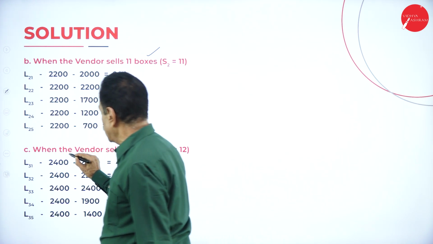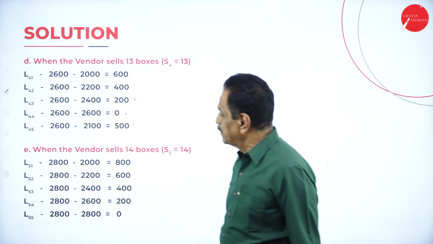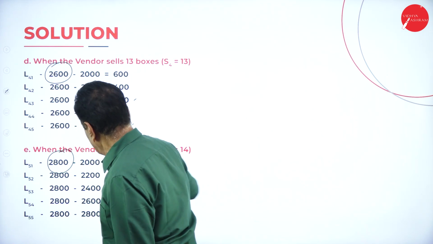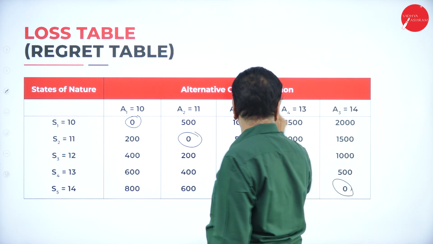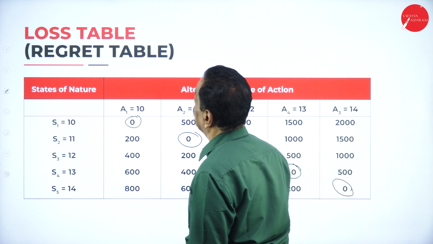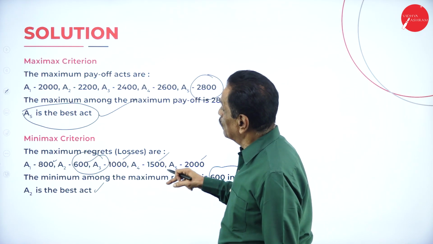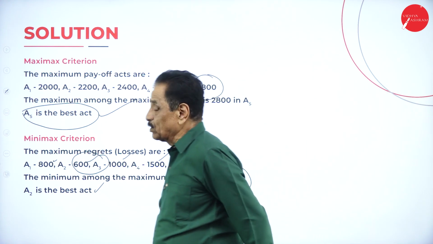So select this highest and deduct. This will be put in a table. This is put in a table, which we call the regret table, or the last table. Once you get it, first in the maximum payoff table, find out which is the highest one.